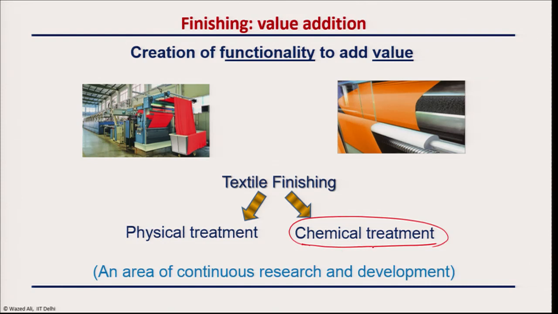In this area, using some chemicals, different kinds of functional properties can be developed on textile material to make products with a wide range of applications, not only apparel but also technical textiles, right. So, most of the innovation and R&D is happening in this area of textile chemical processing using chemical treatment.